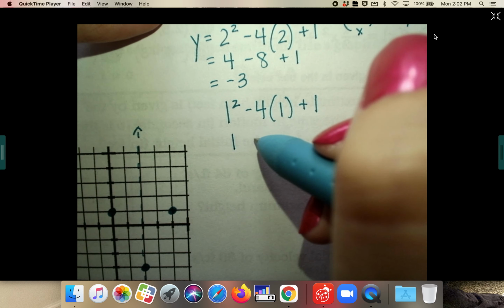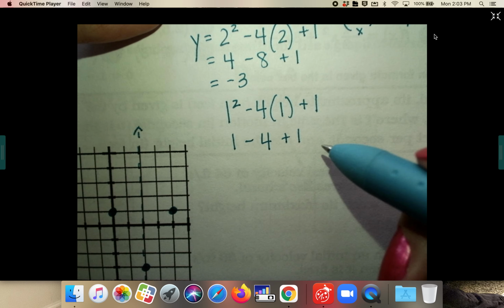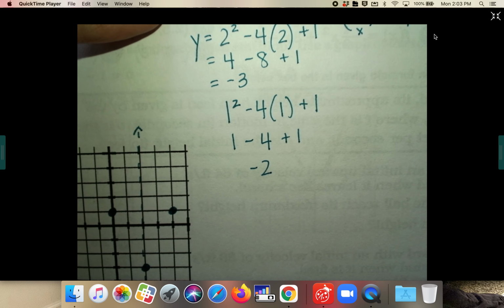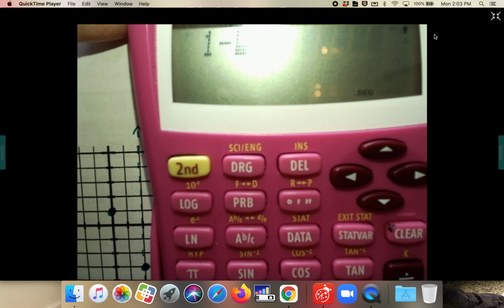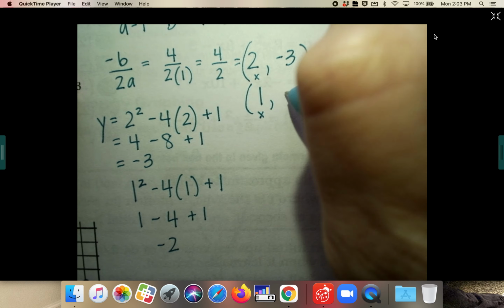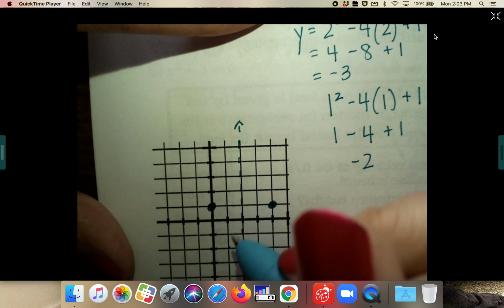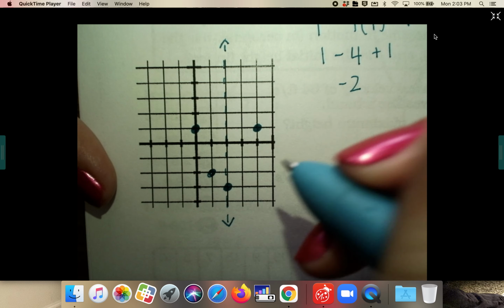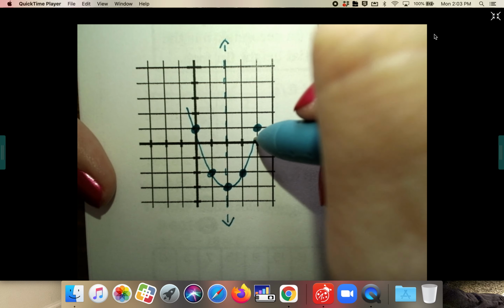All right, let's work that out. 1 squared is 1. 4 times 1 is 4. 1 minus 4 is negative 3. Plus 1 is negative 2. I think. Just use your calculator. 1 minus 4 plus 1, negative 2. Okay, so 1, negative 2 is our last dot. The reason it's our last dot is because it reflects over. And now we have a 5-point parabola.